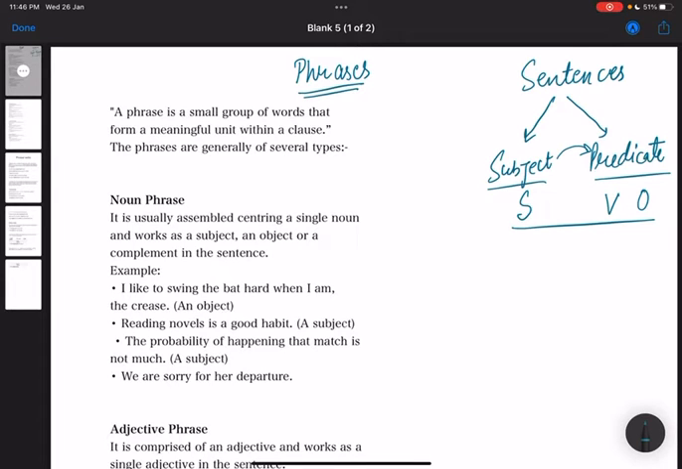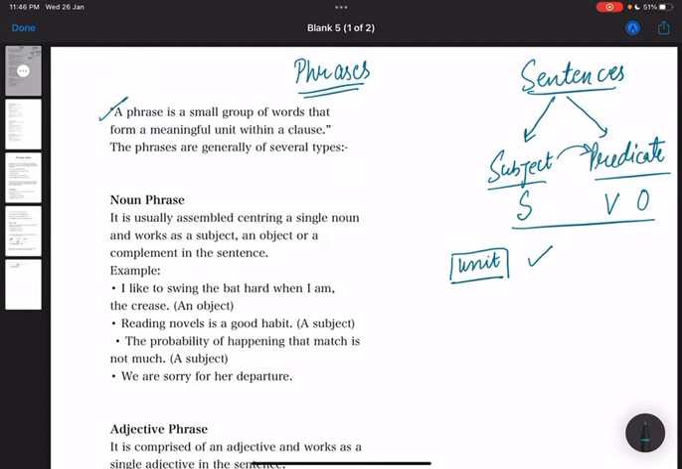Now, coming back to our topic for today, which is phrase. So, a phrase is a small group of words that form a meaningful unit within a clause or within a sentence. So, you can understand it like the way, let's say, this is a brick. Now, you can fit the brick into the wall, but for that, it needs to be of a particular size and particular shape because it's a unit of that wall which we are going to fit into. Similarly, a phrase is also a unit.